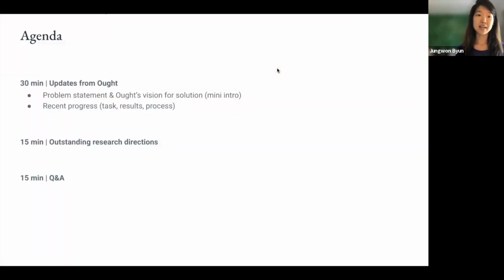Great, so this is the agenda. We're going to start with some updates from our side. We're going to try and reiterate the problem statement again: what are some of the issues you run into when you try to use ML for important but complex reasoning? What is our vision for a solution that overcomes those alignment risks? And what progress have we made so far?